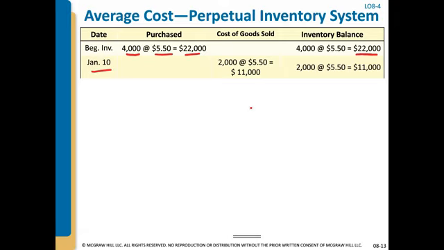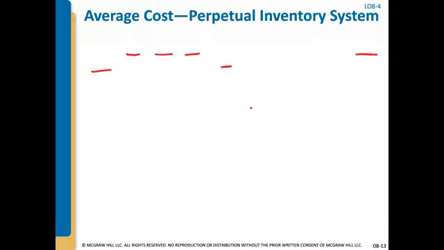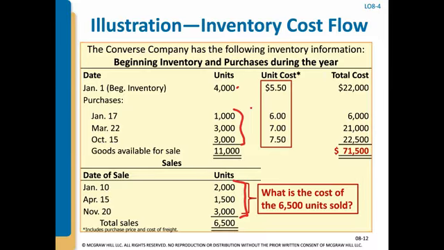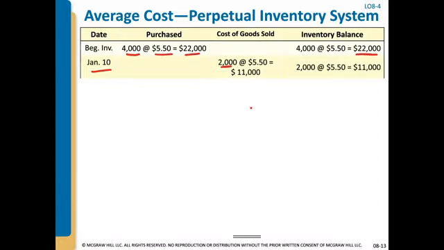And then on January 10th, we're told that we sold 2,000 units. That comes from right up here. So here's our beginning inventory of 4,000 units at $22,000, and here's our first sale on January 10th. We sold 2,000 units. So what's the price we allocate to those 2,000 units? Well, we don't have a weighted average because we just started. Everything that was in our inventory was acquired at $5.50, so we allocate the $5.50. Our cost of goods sold is $11,000 for that sale.